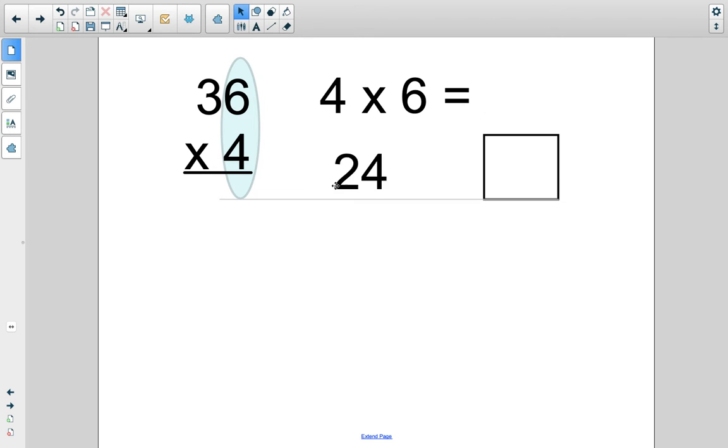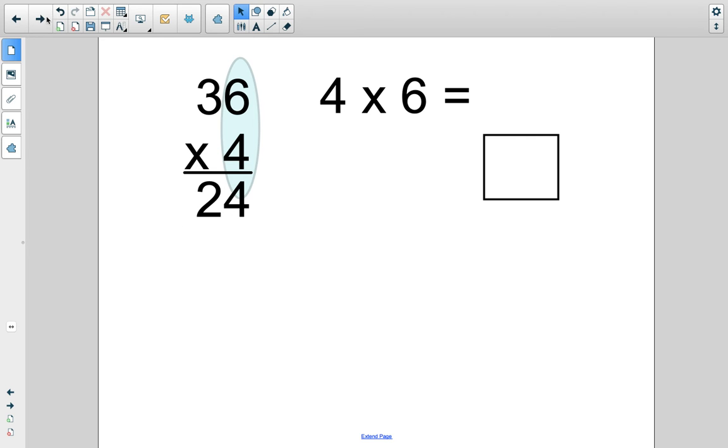So I'm going to put my 24, and you'll notice that I've lined up the 4 and the 24 underneath the 4 and the 6, because the 4 here represents 4 ones, that's a ones column, and the 2 in 20 is 2 tens, it's in my tens column. So I'm going to do that.